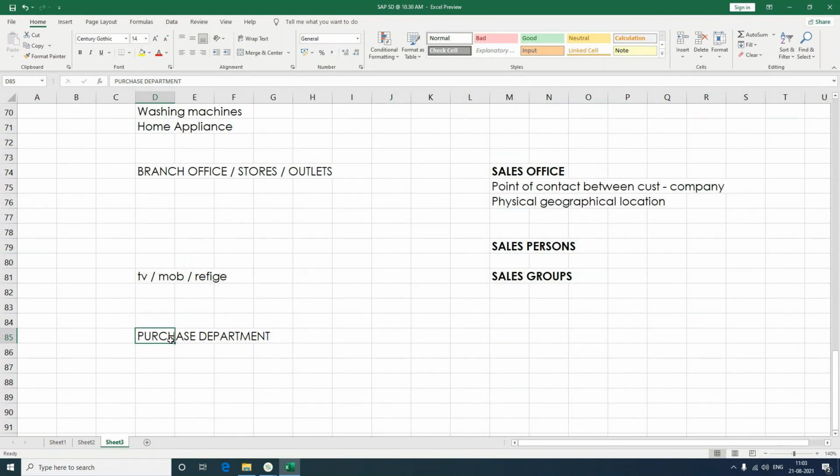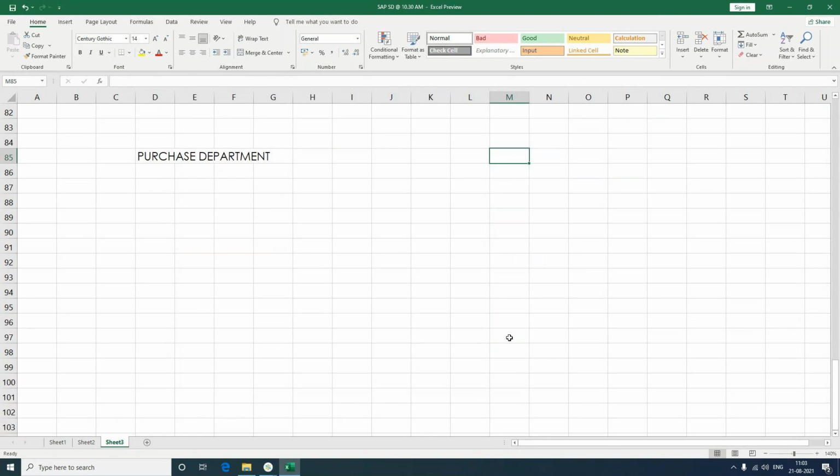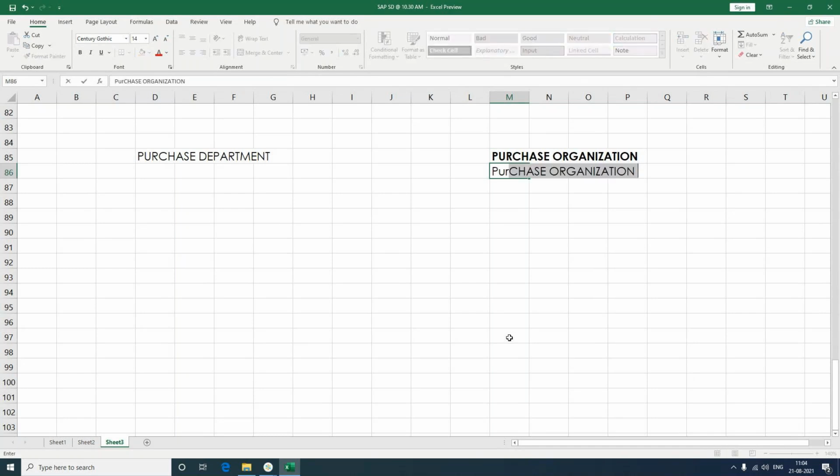Okay, so this purchase department is what we try to map or call as purchase organization. The job role is nothing but to purchase the stock required for the company, whatever stock it can be. They take care of purchasing raw materials, semi-finished, and finished products. Whatever stock is required, it's basically the purchase department which does all those purchasing activities.